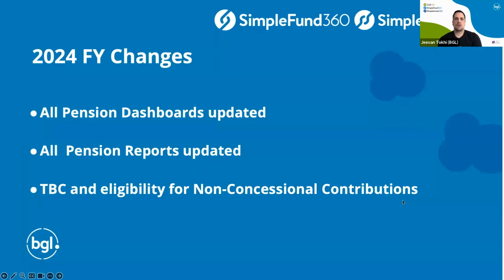Okay, so moving across to some financial year end changes. All the pension dashboards have now been updated, all pension reports, and obviously around the eligibility for non-concessional contributions in terms of bring forward and the increases to the transfer balance cap. With the pension dashboards and reports, all the rates have been updated or double checked, and it is reverting back to the standard rate, as the COVID 50% reduction has now ended.